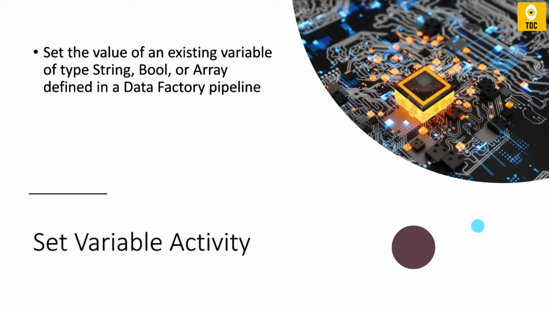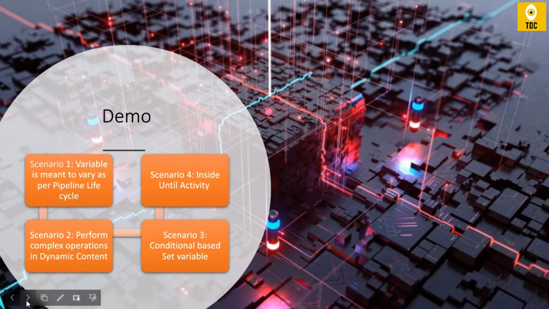This variable can be of any type. In Data Factory there are different data types, but a variable can be used for string, bool, or array as defined in the Data Factory pipeline. We can see that detail in the demo. So this is the basic definition of the set variable activity, and I hope it is very simple to understand. In the demo, we can also understand where we can apply this concept.